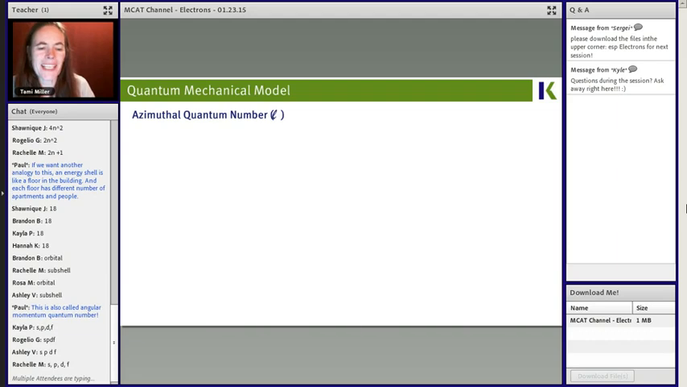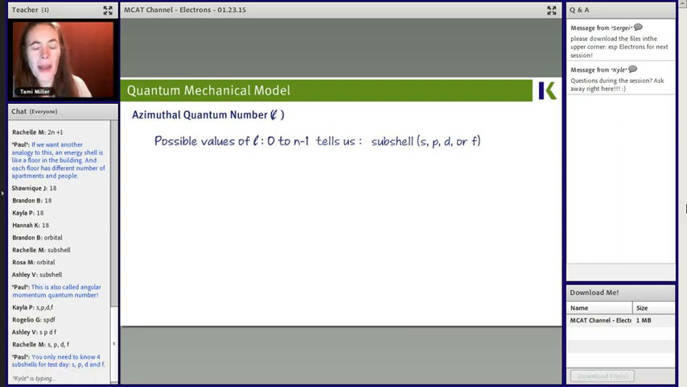S, P, D, and F, dead on. You guys got it. So these are our possible shells, our possible subshells. Now, this goes from 0 to n minus 1, where n is our energy level. So if we start with n equals 1, we get 0. If we start with n equals 2, we can go up to 1.